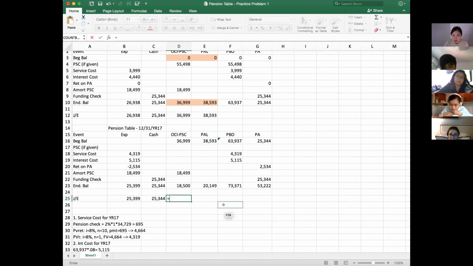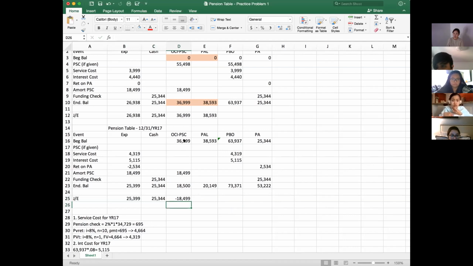here, it's the change, ending minus beginning. That negative 18,499, what does that tell us? Is it on the debit side or a credit side?